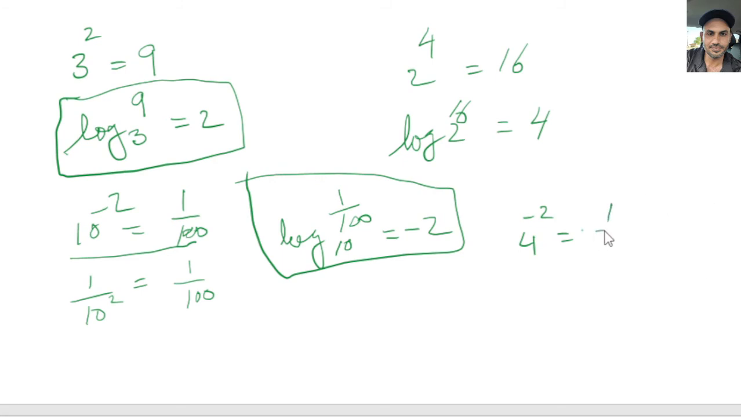Equals 1 over 16. How do we convert that into a log form? We have log of 1 over 16 with base 4 equals negative 2. Okay, so that's how we convert our exponential forms back into the log form.